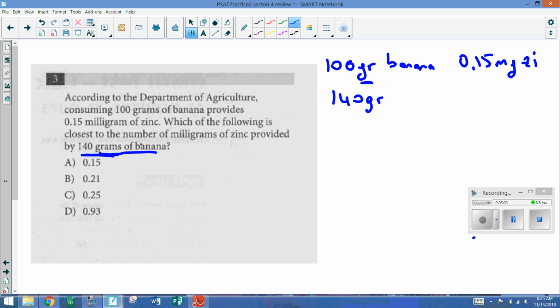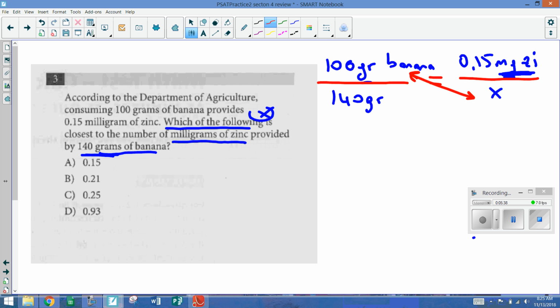So which of the following is the closest number of milligrams of zinc? This is milligrams, so I'm on the right path. Does that make sense? So X goes underneath of this. So there is a proportion, and I'm going to create this proportion like this. Then I'm going to solve that proportion. How do we solve proportions? Butterfly, right? We're going to do cross multiplication. So 100 times X.